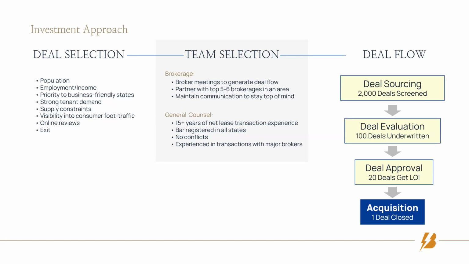But we also look at supply constraints as well, meaning supply in that local area. So if there are many different dollar stores and one of these dollar stores is for sale, it may cause us to raise an eyebrow a little bit, but we're going to dig a little deeper.